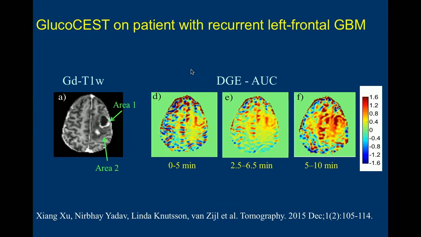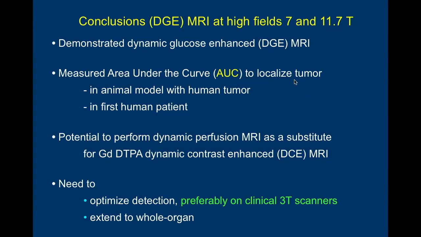Here's another patient with a recurrent left frontal glioblastoma. At the early time, here's the gadolinium contrast image. At the early time points, you can see that the tumor rim is highlighted, and then it grows in more over time if you look at the later saturation images. And so we've shown that we can actually detect this glucose enhancement in patients at 7T and 11.7T.